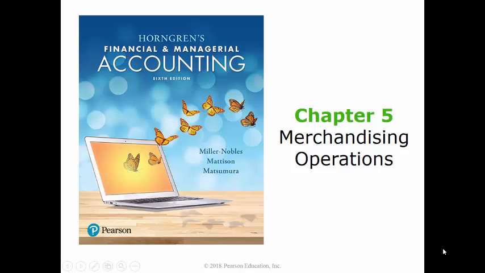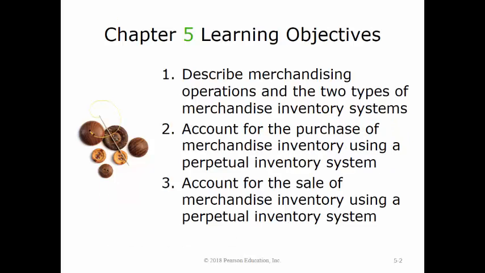This presentation is for Accounting 221, Accounting Principles 1, Chapter 5, Merchandising Operations. These are the first three objectives for Chapter 5: to describe merchandising operations and the two types of merchandise inventory systems, and to account for the purchase and sales of merchandise inventory using a perpetual inventory system.